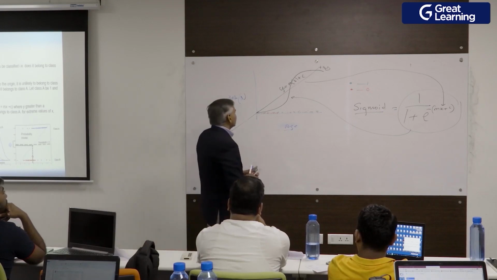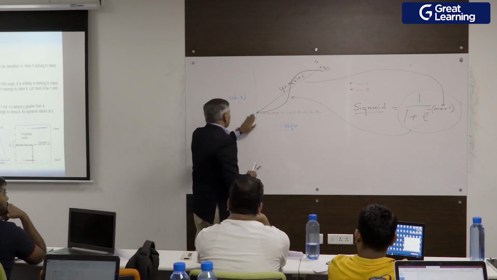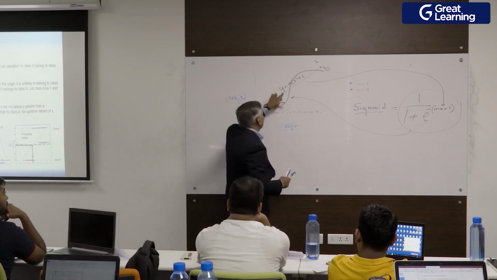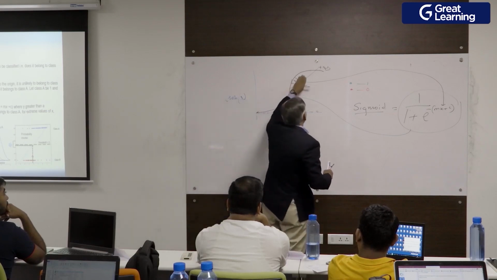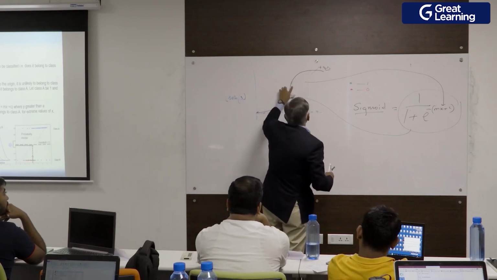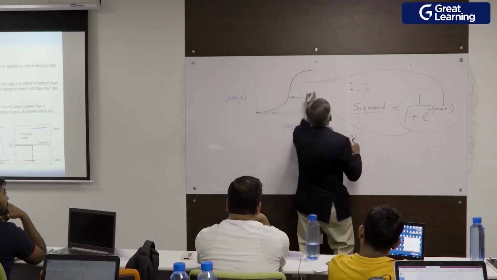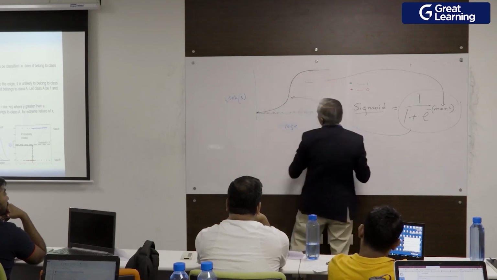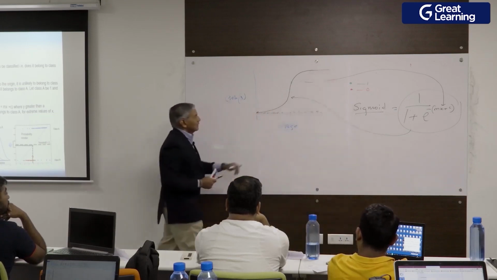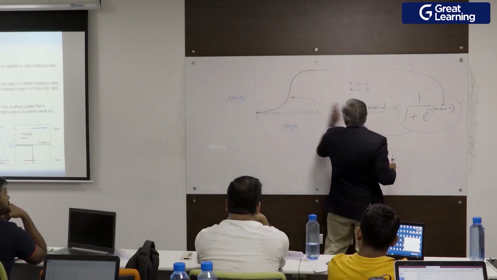Now that I got the sigmoid, I'll remove this line. This is going to infinity. We don't even need this.